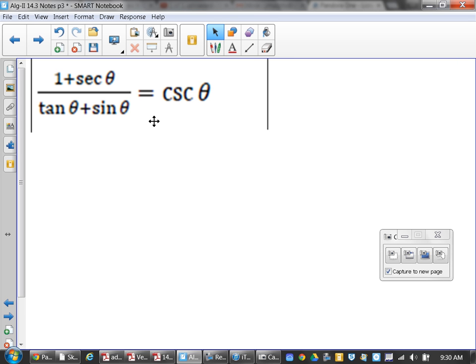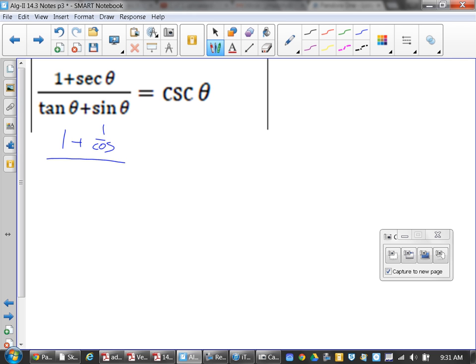Your best bet is to just go right for common denominator. So split it into a complex fraction. They're very, very similar. So you start splitting it up. You get 1 plus 1 over cosine, over sine, cosine, plus sine over 1.